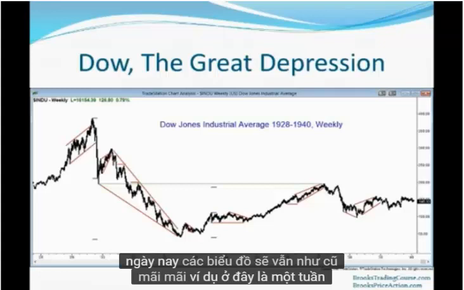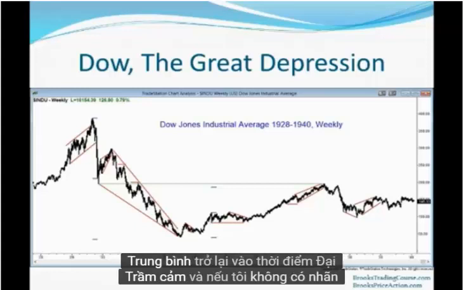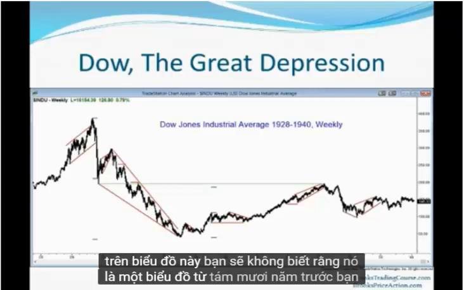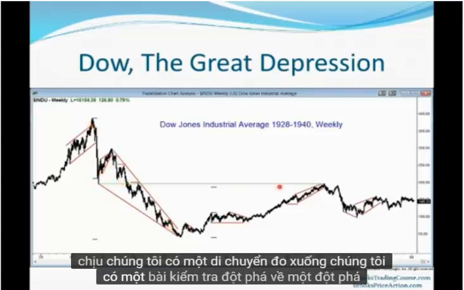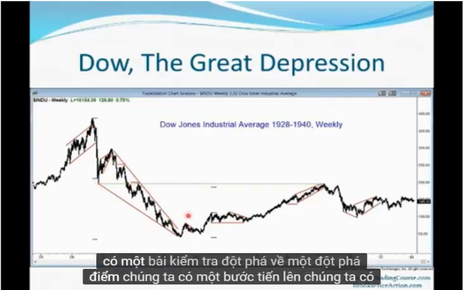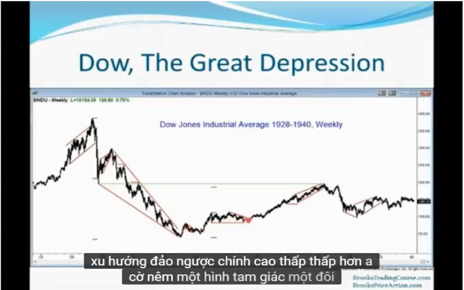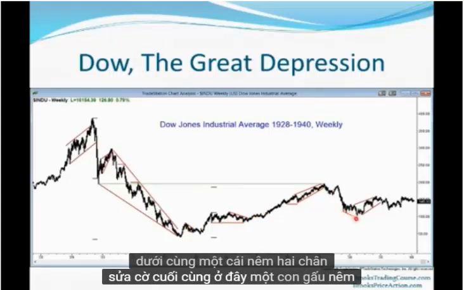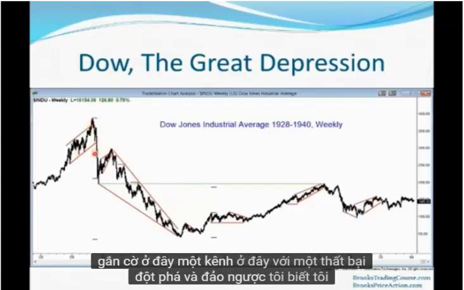For example, here is a weekly chart of the Dow Jones Industrial Average back at the time of the Great Depression. And if I did not have labels on this chart, you would not know that it was a chart from 80 years ago. Here we have a spike and channel bear, a measured move down, a breakout test of a breakout point, a measured move up, a higher low major trend reversal, a wedge bull flag, a triangle, a double bottom, a wedge top, a two-legged correction, a final flag here, a wedge bear flag here, a channel here with a failed bull breakout and a reversal.